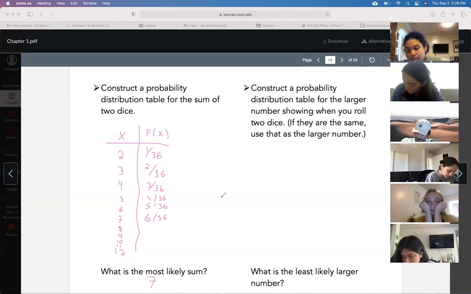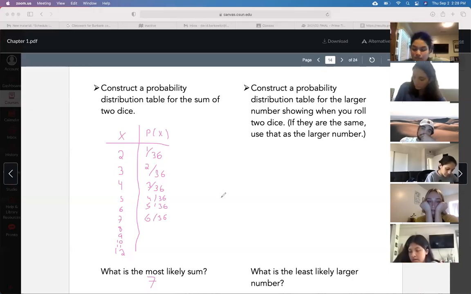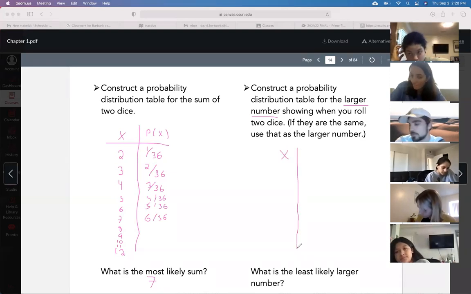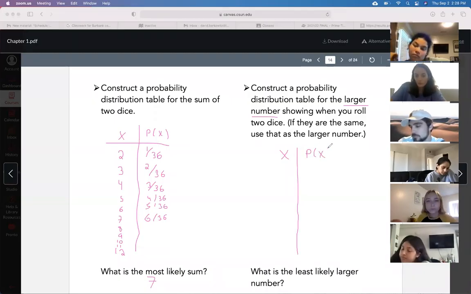This game that we're going to play now is not let's add the two dice together, but rather let's use the larger number. And of course, if they're the same, then that number. So let's make a probability distribution table for this new game where I don't care about the sum, I care about the larger number of the two dice. So what are the possible numerical outcomes for this game?